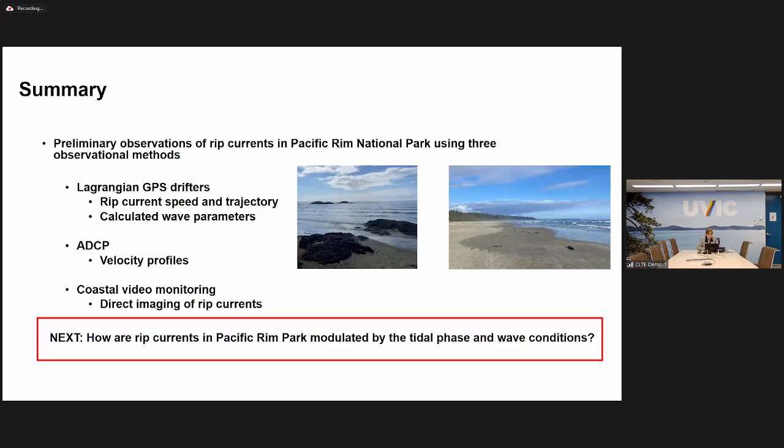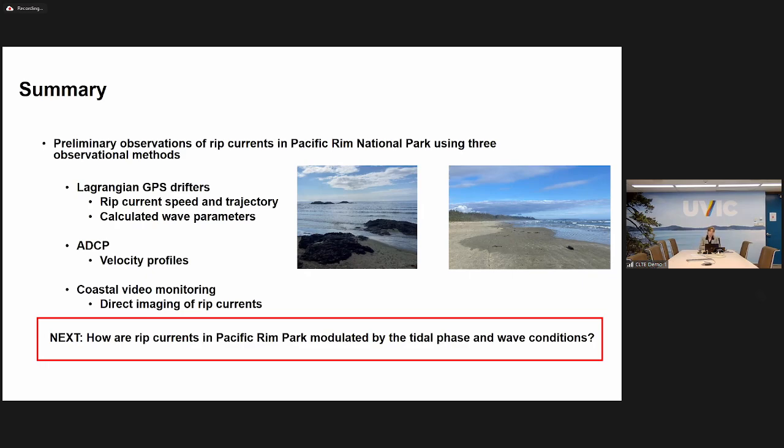And so just to summarize, we have seen some preliminary observations of rip currents in the Long Beach unit of Pacific Rim National Park. Three main observational methods have been used. The first is Lagrangian GPS drifters, where we get measurements of the rip current speed and trajectory, and we can also calculate near-shore wave parameters. The second is an acoustic Doppler current profiler, where we can see velocity profiles and try to determine when we're getting that strong offshore flow of a rip current. And the third is coastal video monitoring, which provides us with direct imaging of rip currents.